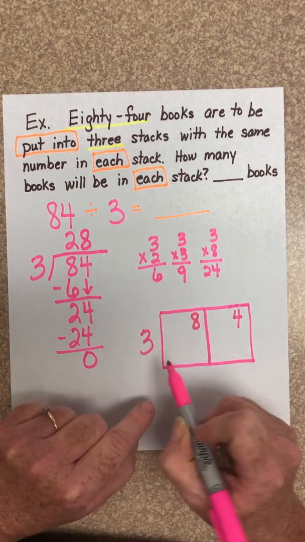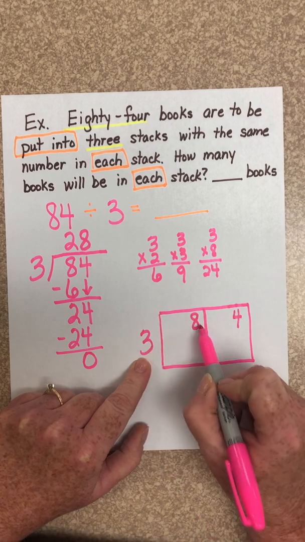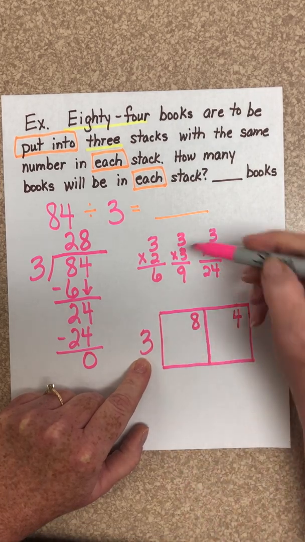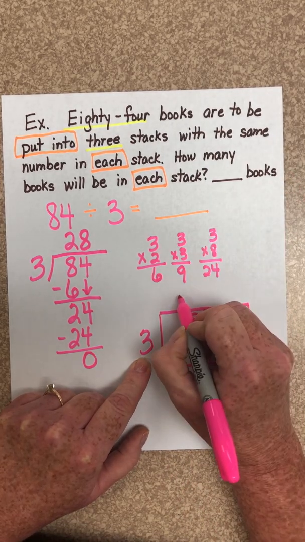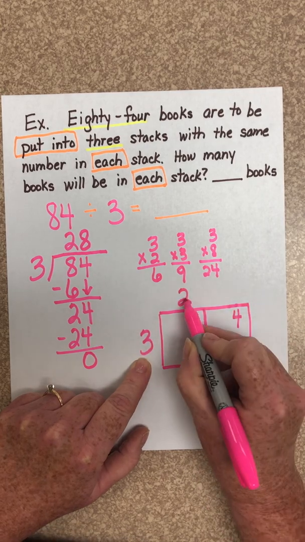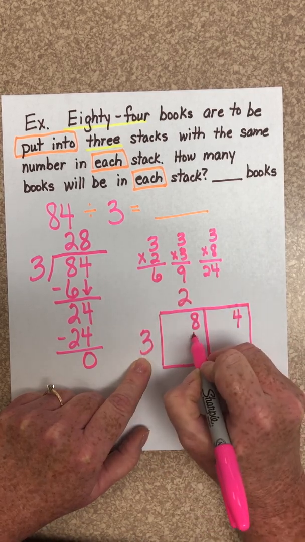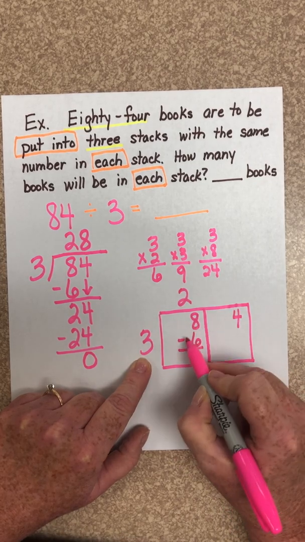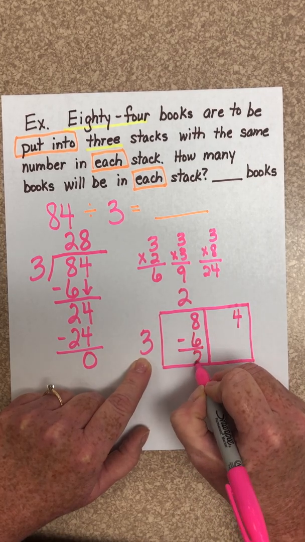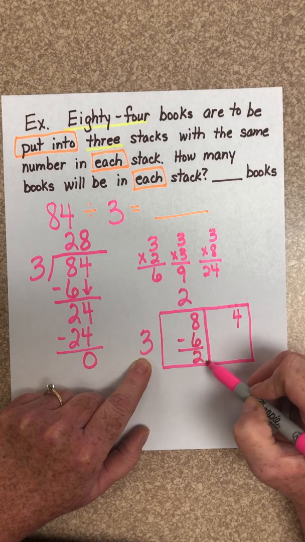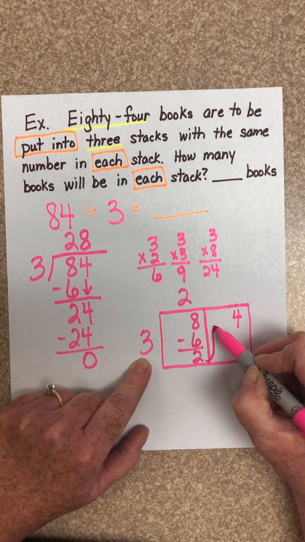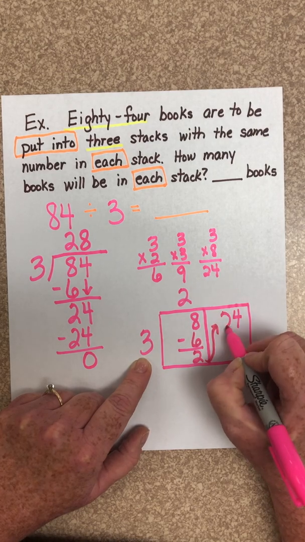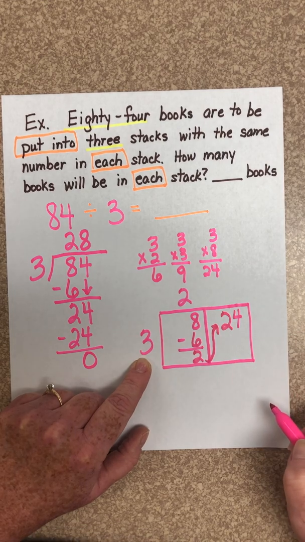Now let's begin. How many 3s can we get out of 8? Well, we've already found that's 2. 2 times 3 is 6, and we subtract. 8 minus 6 is 2. Now I'm going to carry that 2 up to the next column. So now I have 24.